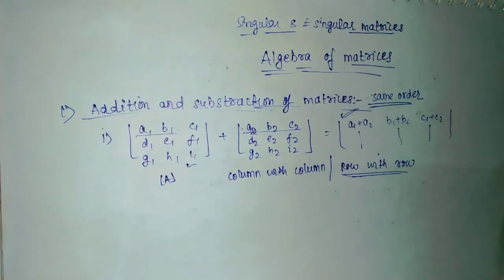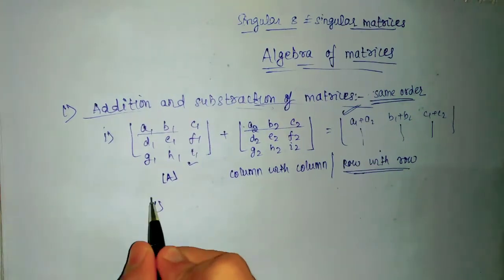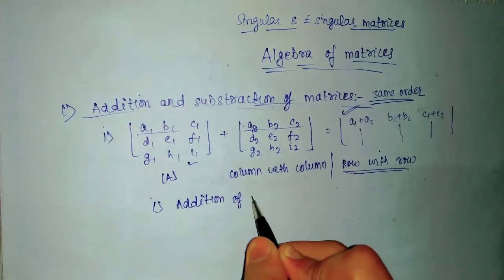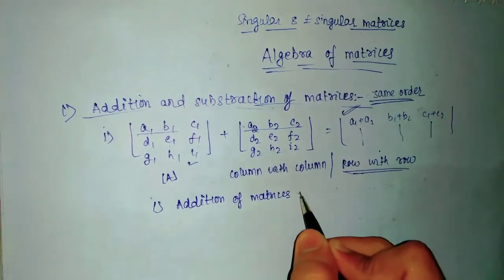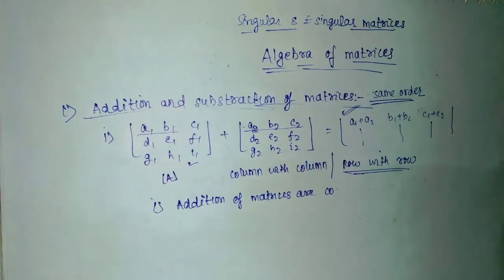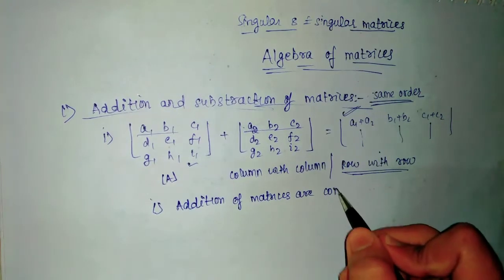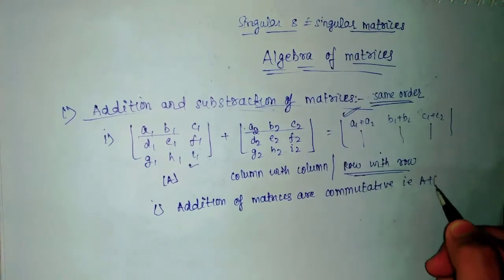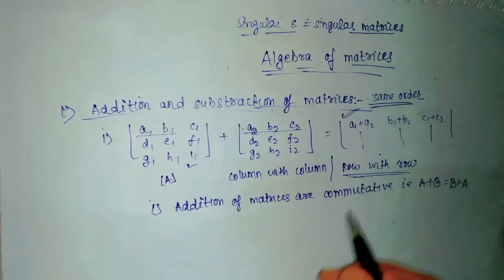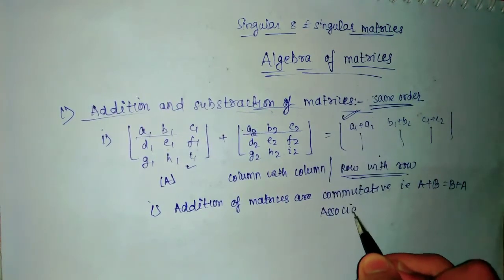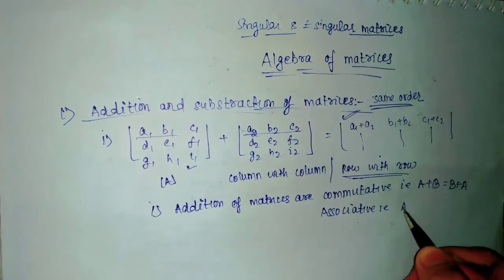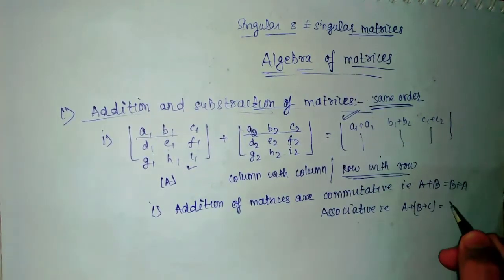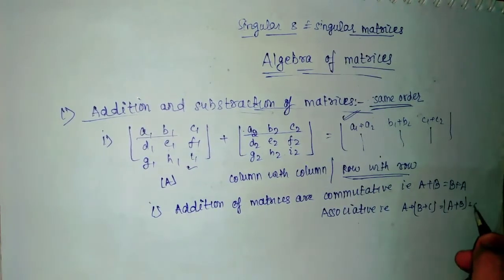Now there are some properties. First, addition of matrices is commutative. That is, A plus B is equal to B plus A. They are also associative. That is, A plus (B plus C) is equal to (A plus B) plus C.